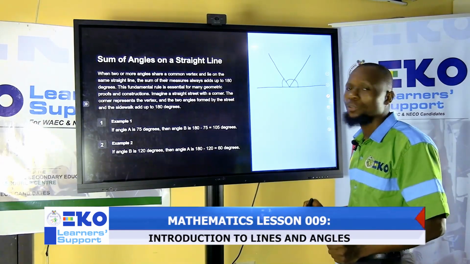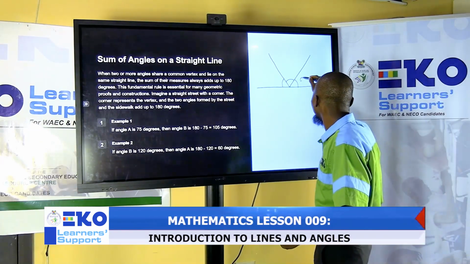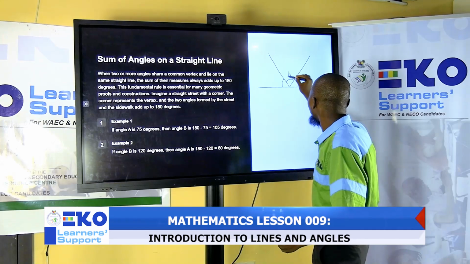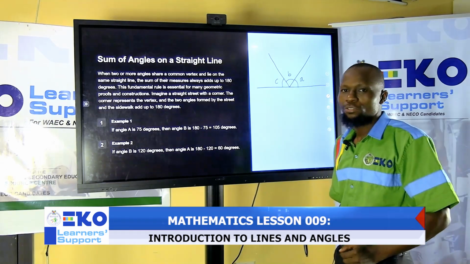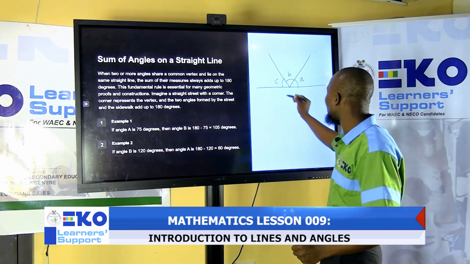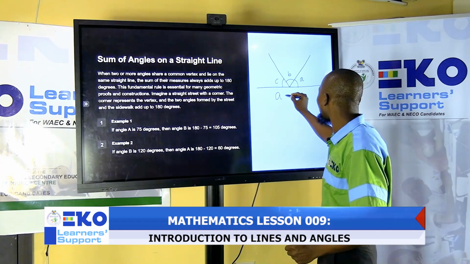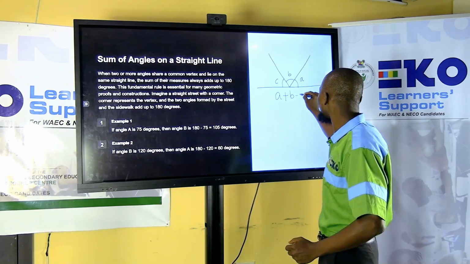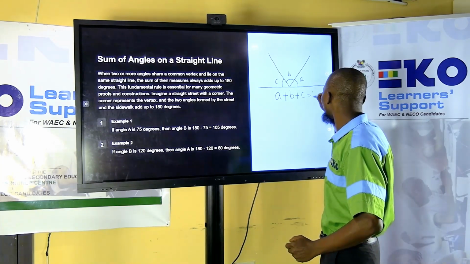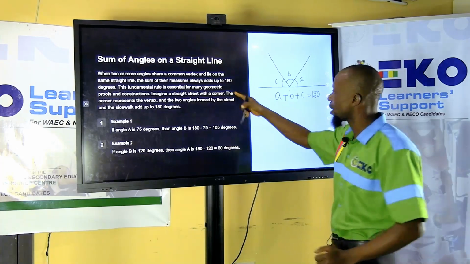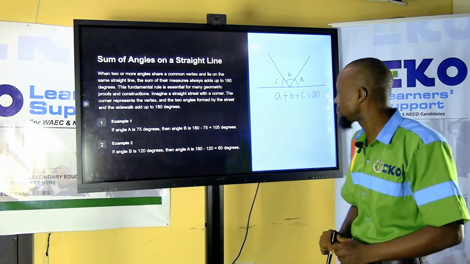So in this case, the sum of their measures. If this is angle A, and this is angle B, and this is angle C, the sum of their measures, when you add them together, A plus B plus C, will give us 180 degrees. And that is the meaning of that particular statement.